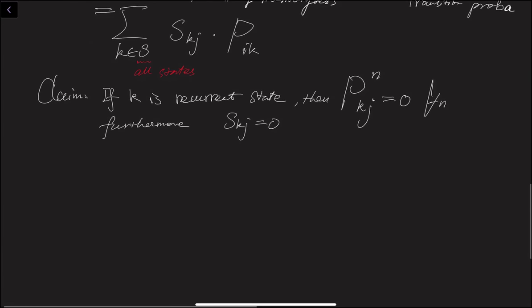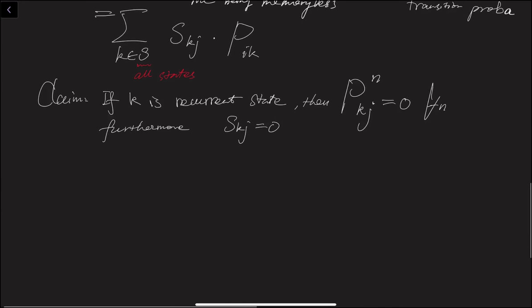And keep this in mind, S_KJ is the mean time we spent in state J when we start at state K. If we cannot even reach state J from K, then this expected time is apparently 0, all right? And let's just give a short proof.